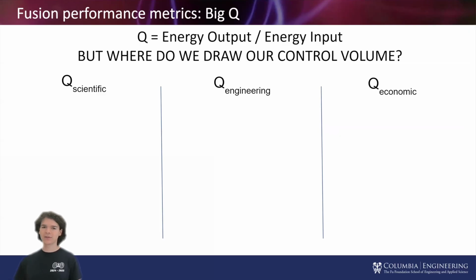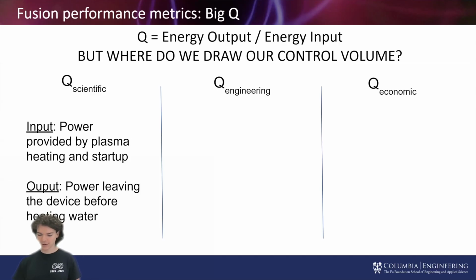And now we have to define these different Qs. So Q scientific, engineering, and economic. This is directly related to what I was saying before about where we put the control volume. Do you put it outside the device? Do you put it outside the fuel? How did you make your grid, or how did you make your input power? These are all questions we need to ask.